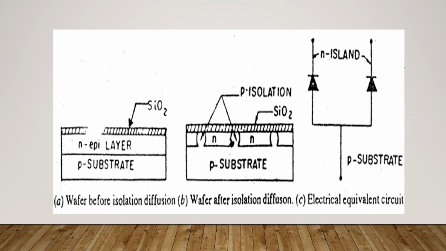Now this is basically a figure which shows us a wafer. This is a wafer with p-type substrate. Here an epitaxial layer is grown. On top there is silicon dioxide, and here the window is created, and here no diffusion has taken place. But when the diffusion takes place, then you can see here there is the n dopant present, and on top of that there is silicon dioxide, and in between these dopants there are p isolations present, and this is the electrically equivalent circuit.